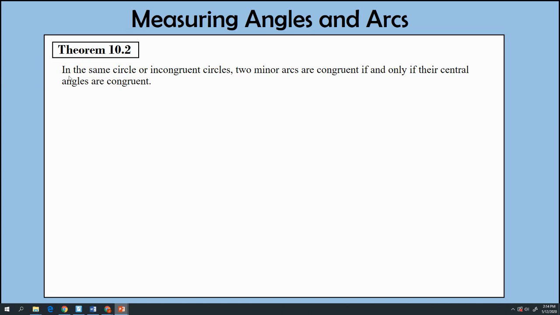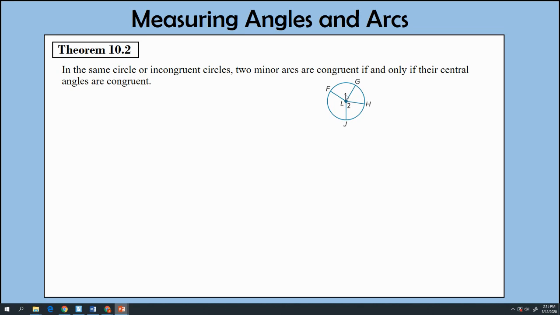What this says is that if you're in the same circle or in congruent circles, 2 minor arcs are congruent if and only if their central angles are congruent. Now, this kind of stands to reason, kind of common sense. So let's take a look at this circle here. We got circle L, and we have 2 labeled central angles, angle 1 and angle 2.